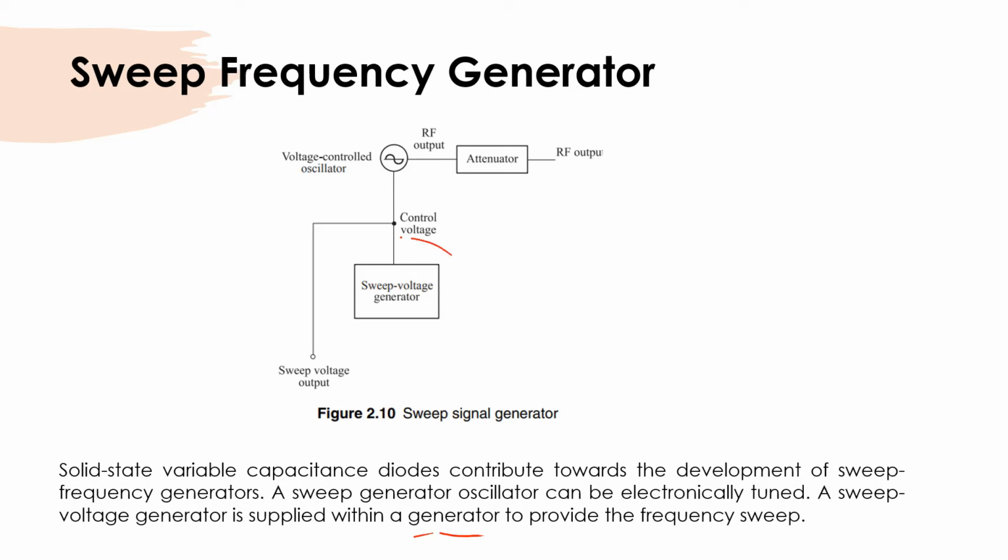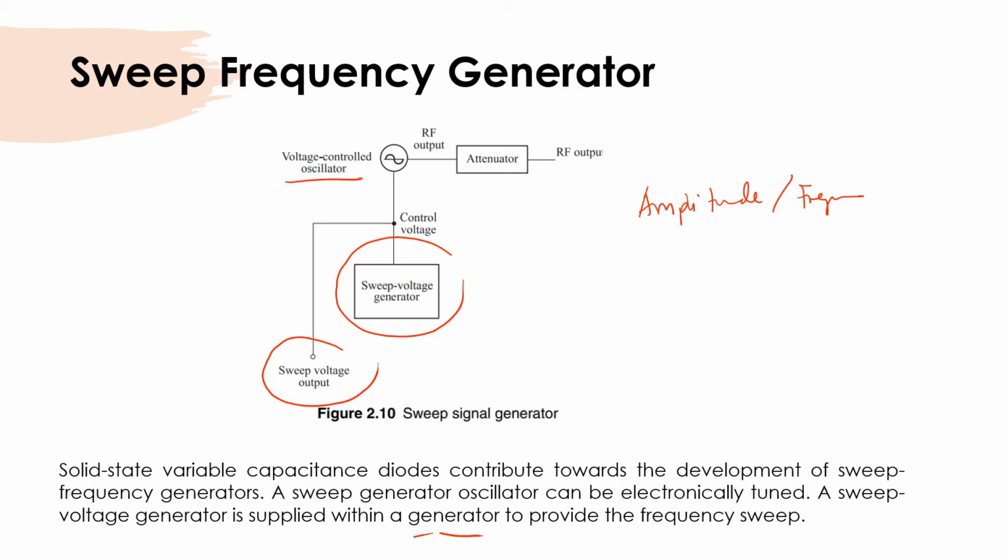So we have this one, the sweep voltage generator. And then we can sweep the voltage output, so it becomes the control voltage. And then we can control the voltage control oscillator here. So the amplitude and also the frequency of the VCO can be tuned electronically.